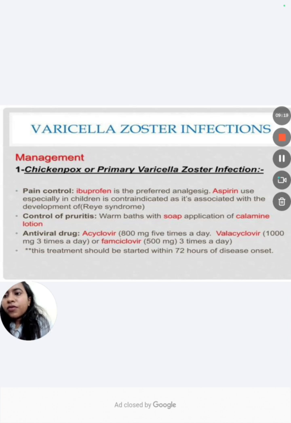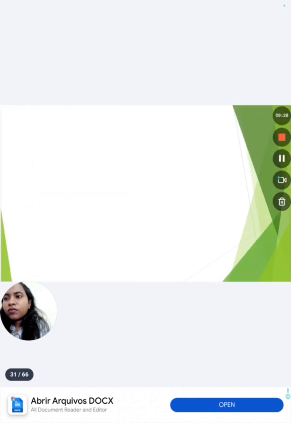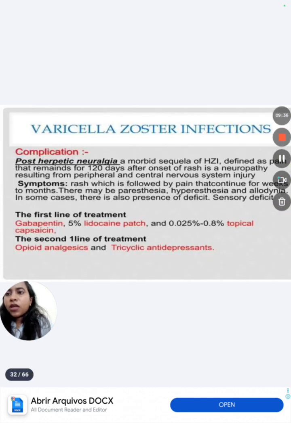Management: ibuprofen for pain control. For pruritus, we can give calamine lotion. Antiviral drugs, which is acyclovir. If it is secondary, local antiseptic and systemic acyclovir. And the complication, post-herpetic neuralgia, will be there, with symptoms of rash followed by pain that continues for a week to 2 months. There may be paresthesia, hyperesthesia, and allodynia. The first line of treatment is gabapentin, lidocaine. Second line of treatment, opioids.